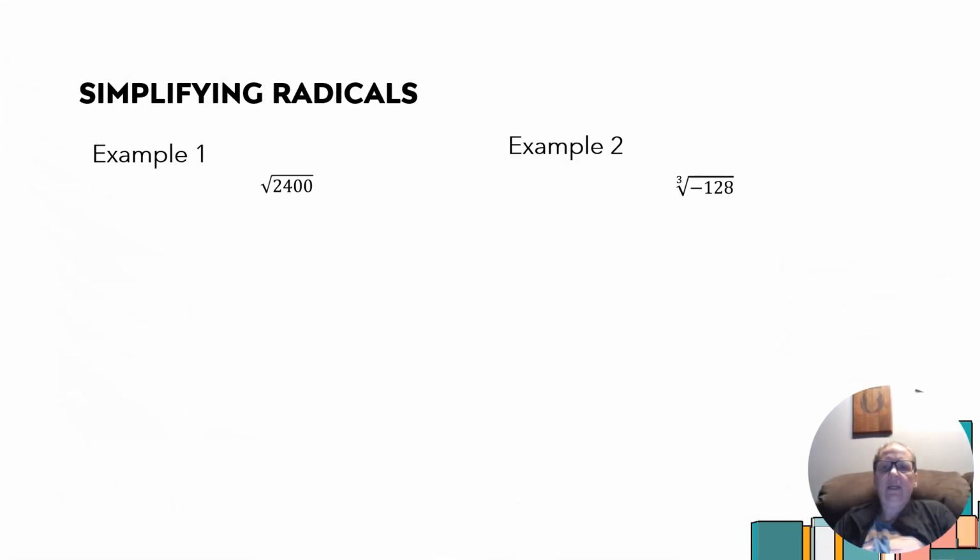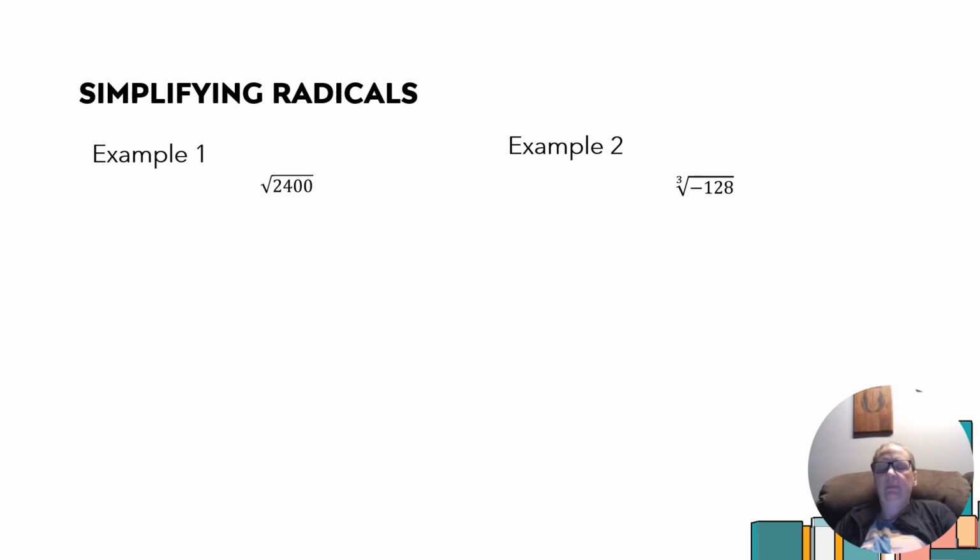All right, let's go ahead and jump into our examples. In these first two examples, we're supposed to simplify the radicals. The first one we have is the square root of 2400. Now, basically, we're going to be using the property that says that the square root of a product is the product of the square roots.